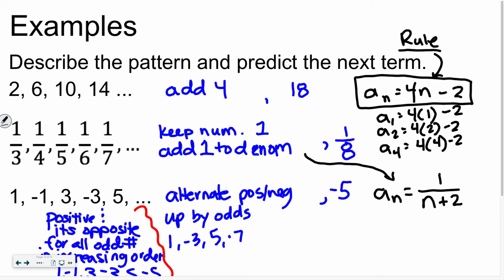And I've got a fifth term up here, right? This is a sub 5. So 1 over 5 plus 2 is 1 over 7. Yeah, it seems to be working out. So there's my rule for that one. Now, if you think about that one, before we were adding 4 every time, now we're adding 1 every time. So we're doing repeated multiplication or repeated addition with 1. So it's 1 times n. And then we just had to tweak it a little bit.